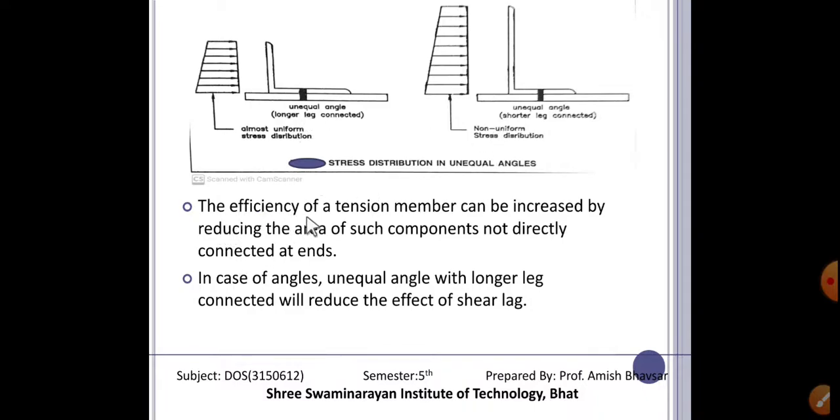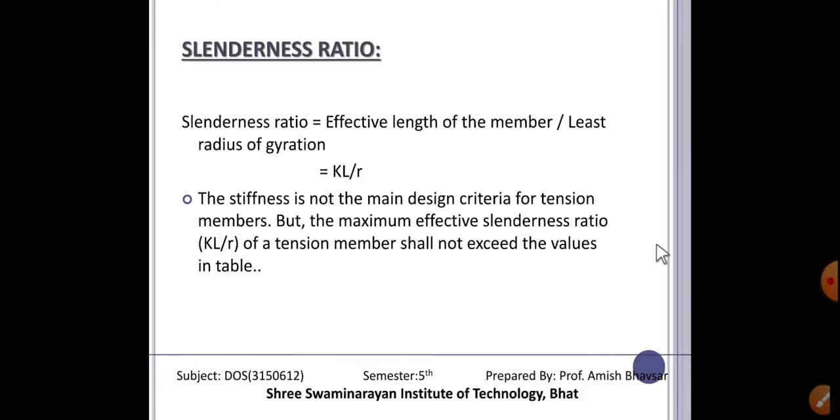The efficiency of tension member can be increased by reducing the area of such component not directly connected to the ends. This is also a most important thing. In the case of angles, the equal angles with large leg connected will reduce the effect of shear lag. Clear? Now, the slenderness ratio. This is also a most important part.